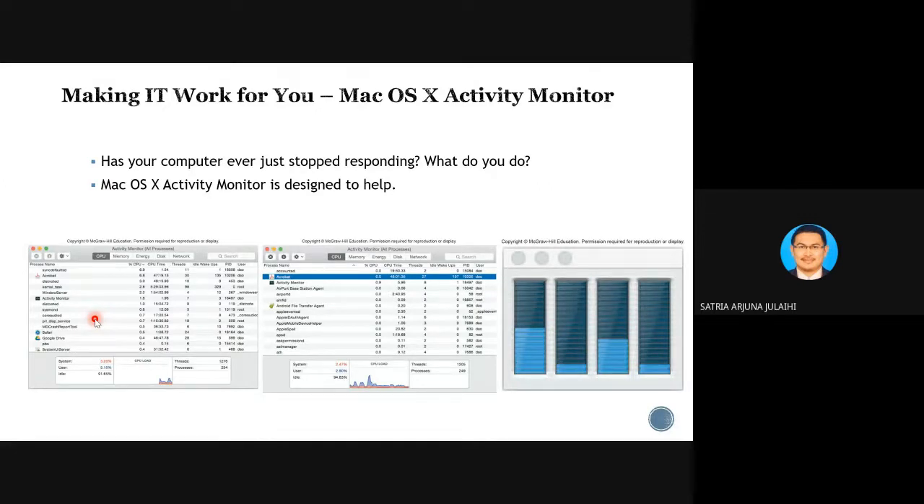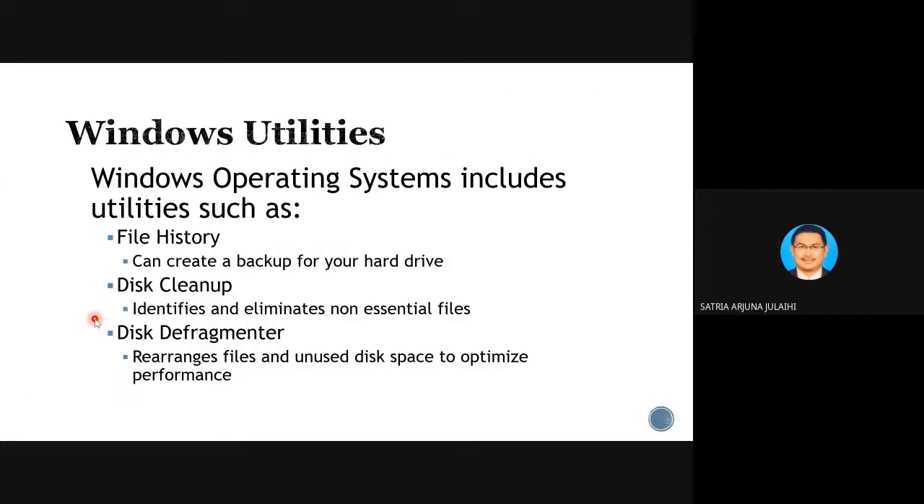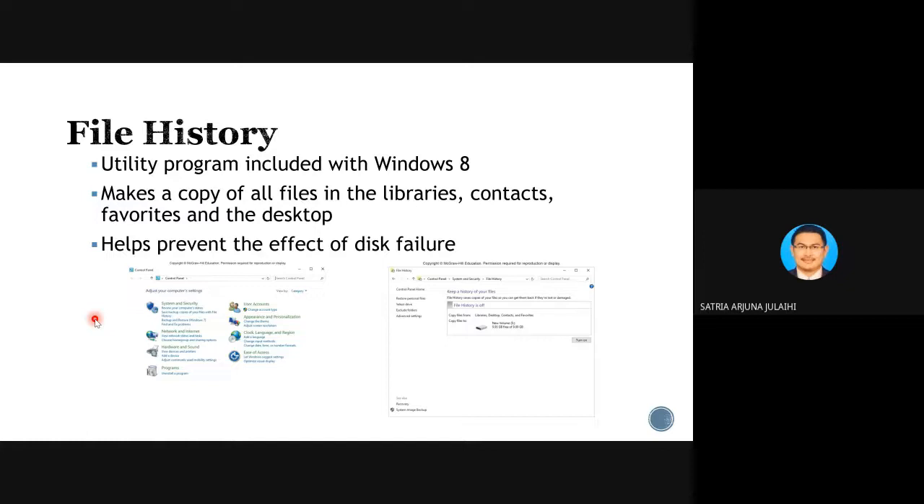Activity monitor is an example of utilities program. File history, disk cleanup, disk defragmenter. This is to make sure that your disk space is more organized. The history of your activity on the computer is also organized by a utility program.